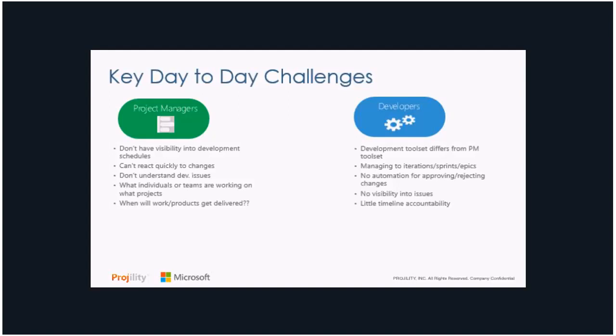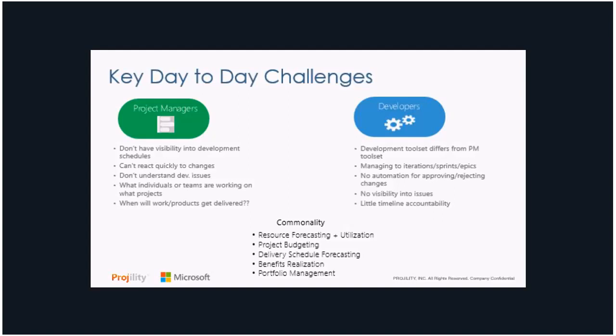So the project manager often doesn't know if there's a problem in that process or that cycle. Often they don't have visibility into the specific issues the development teams are running into, and there's not a lot of timeline accountability. Often work is pushed out based off of the resource's workload and what they can actually accomplish, as well as the different sprints they're involved in.